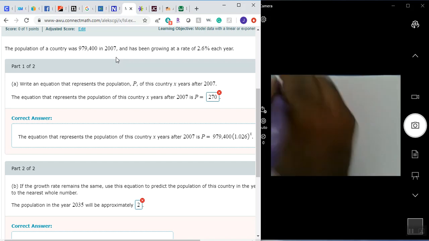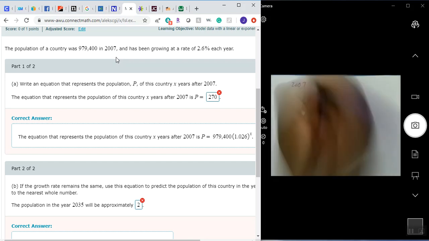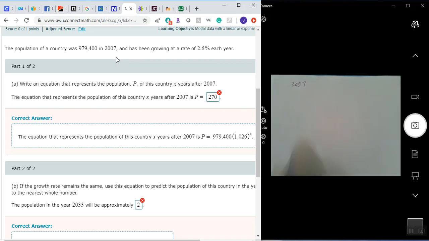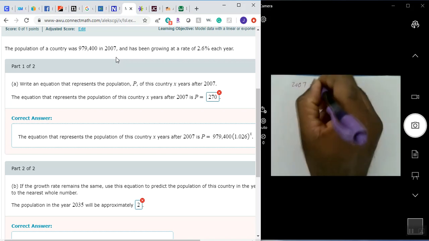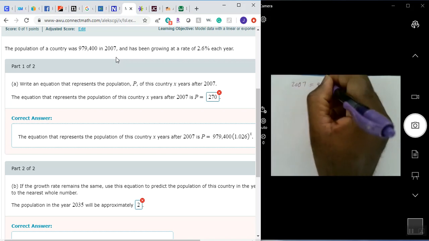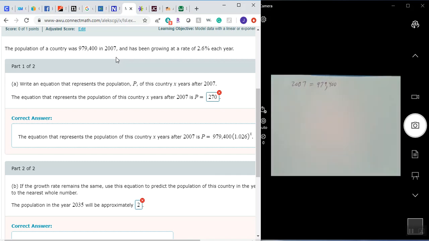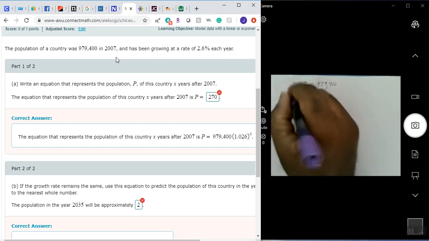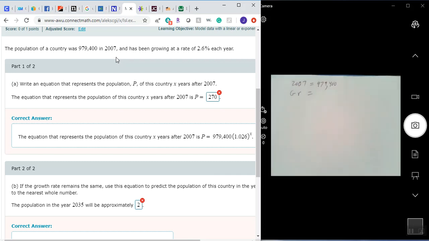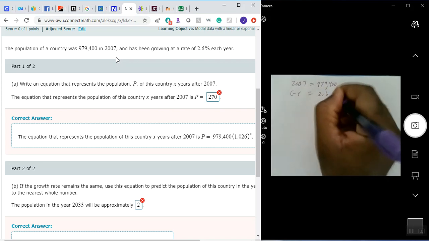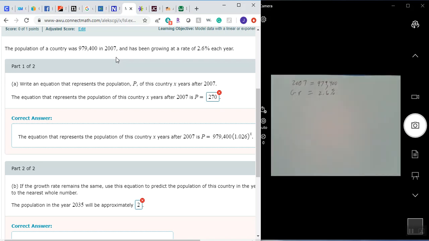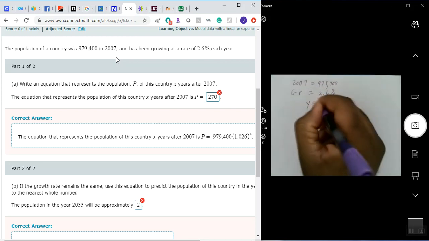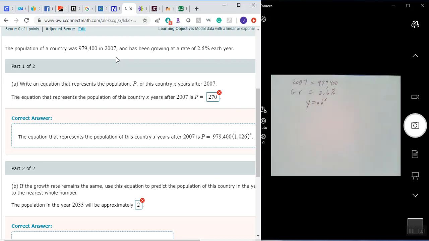So first of all, 2007 is our start year. So in 2007, the population was 979,400, and then the growth rate, I just put GR for growth rate, is 2.6%. Now we want to write this in an equation. The equation is y equals ab to the x power.